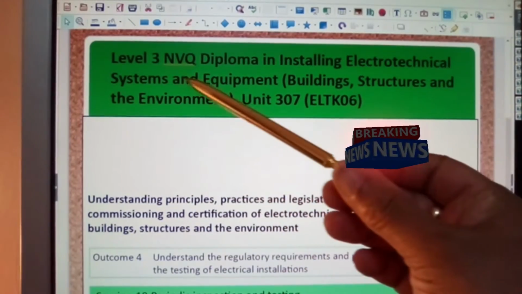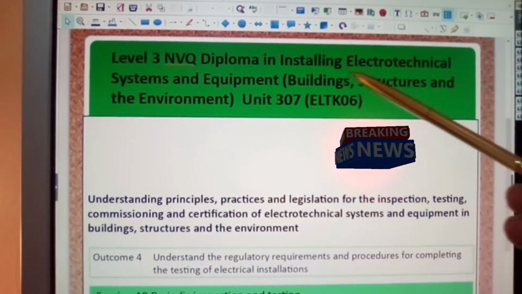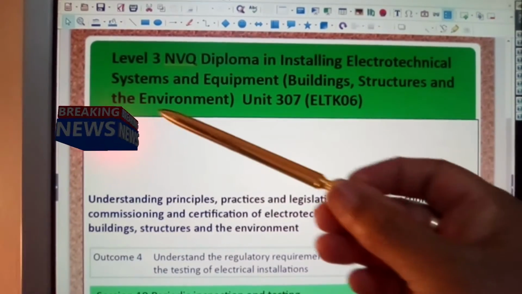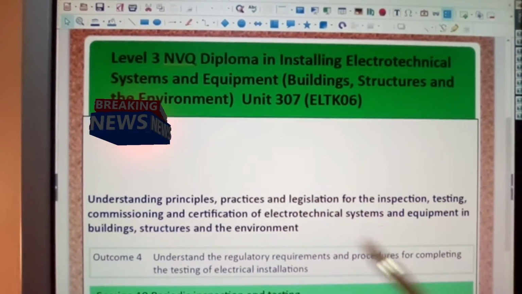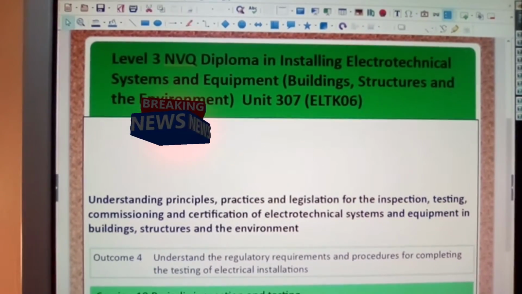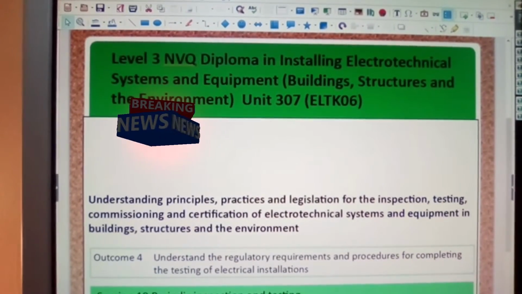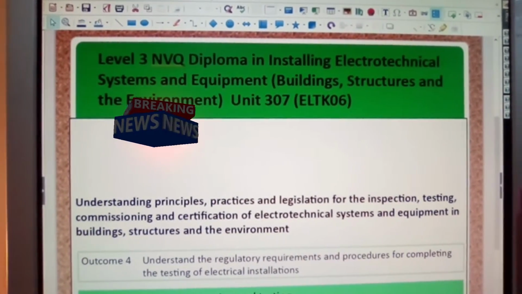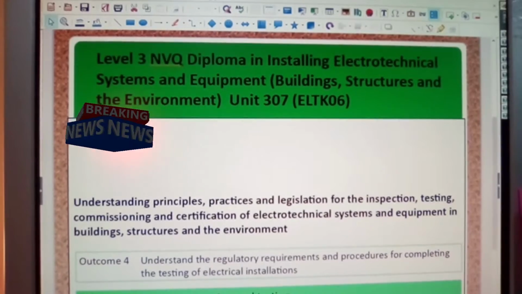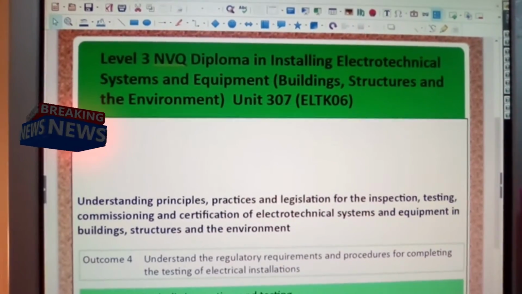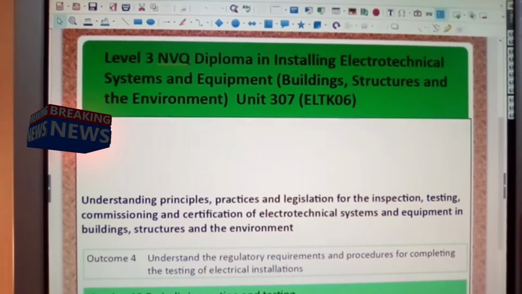Now, Level 3 NVQ Diploma in Installing Electrotechnical Systems and Equipment, Building Structures and the Environment, Unit 307. Okay, now this is for the 2357 and the 5357. I should have put that number on here for myself, but I haven't, so I do apologize for that. And here we have Session 10, Periodic Inspection and Testing.